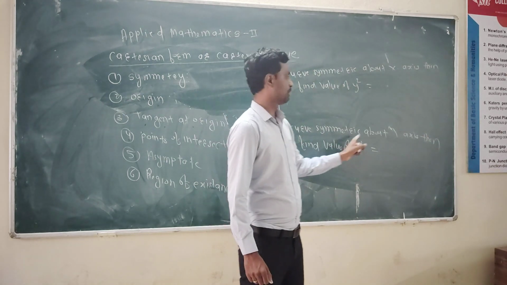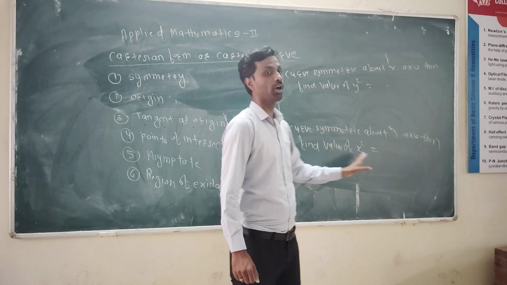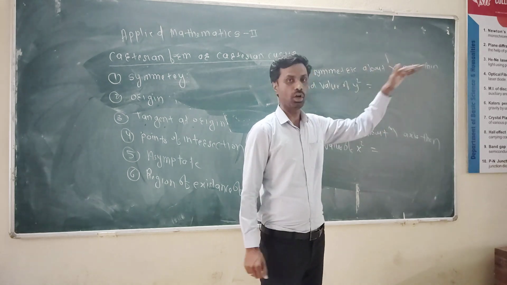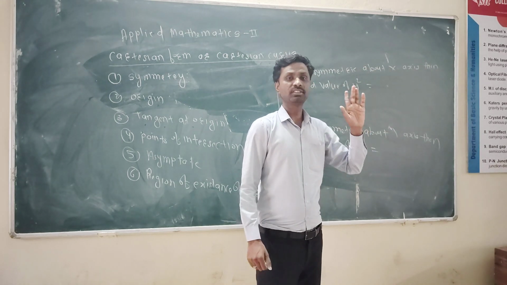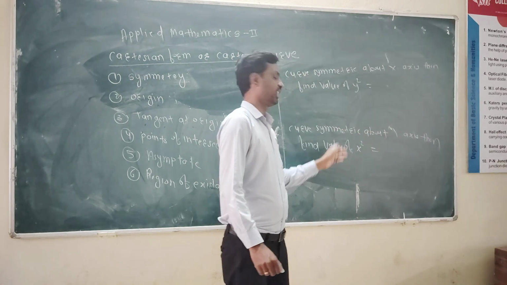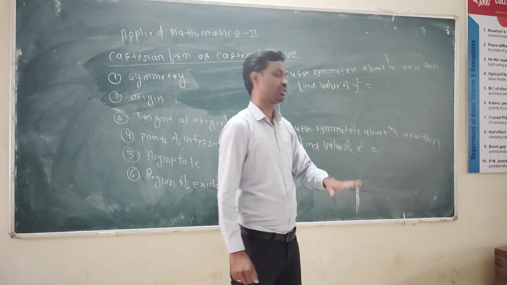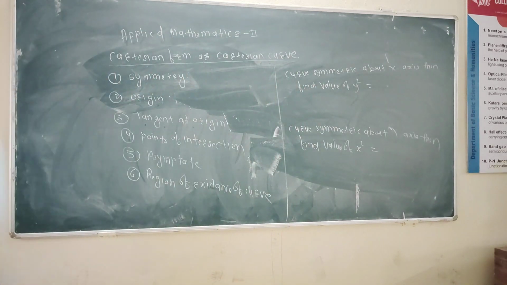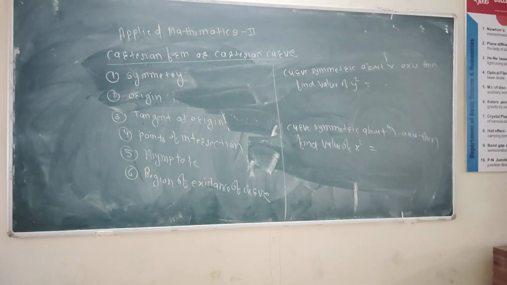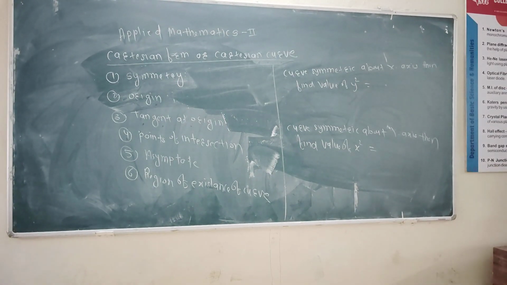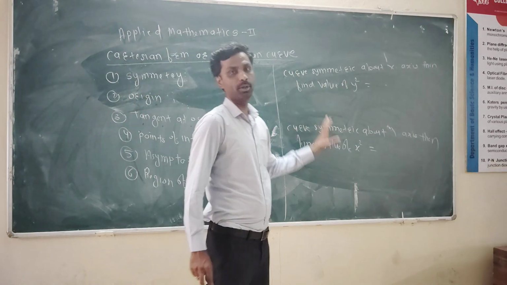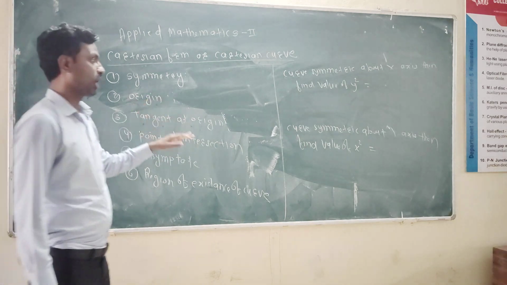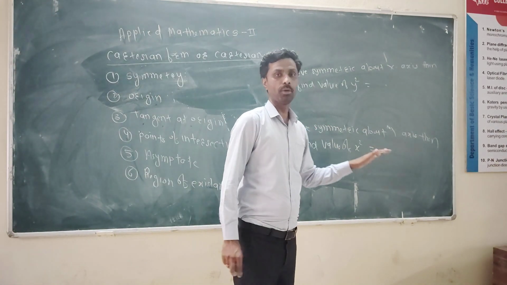Similarly, if the curve is symmetric about the y-axis, then find the value of x square. After finding the value of x square, just finalize the region of that y. And in the same way, whenever x square is negative in that region, the curve does not exist. If x square is positive in that region, the curve will exist. So these are the very important points. Okay. So by using these 6 points, you can draw the curve in Cartesian form.